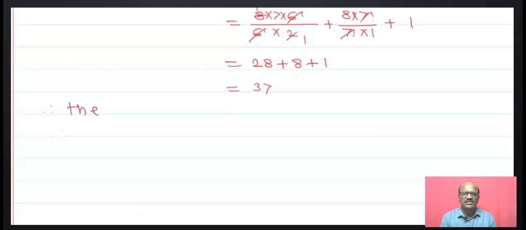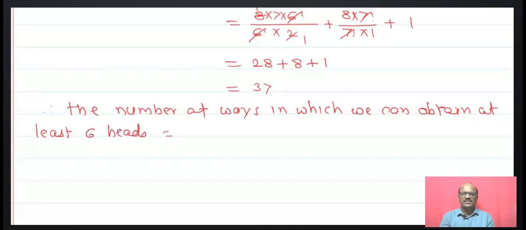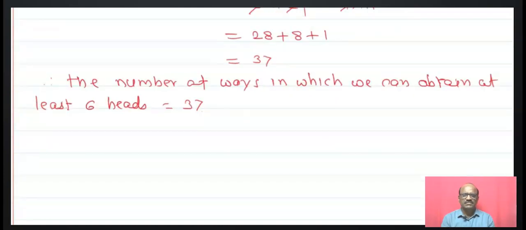Now next, therefore the answer: the number of ways in which we can obtain at least 6 heads is 37. Next problem, problem number 4.